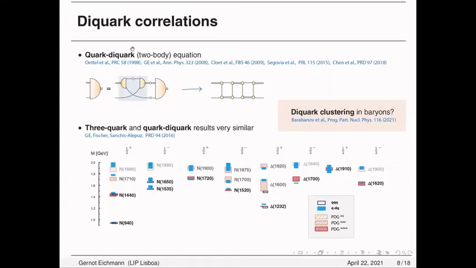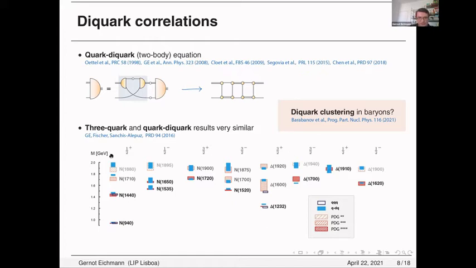An interesting question concerns diquark correlations. One can simplify the three-body equation to a quark-diquark two-body equation, which amounts to a ping-pong exchange of a quark between the other quarks. And also here, one can calculate everything from the same interaction without further approximations. And in that way, one can directly compare the 3-quark and quark-diquark results.